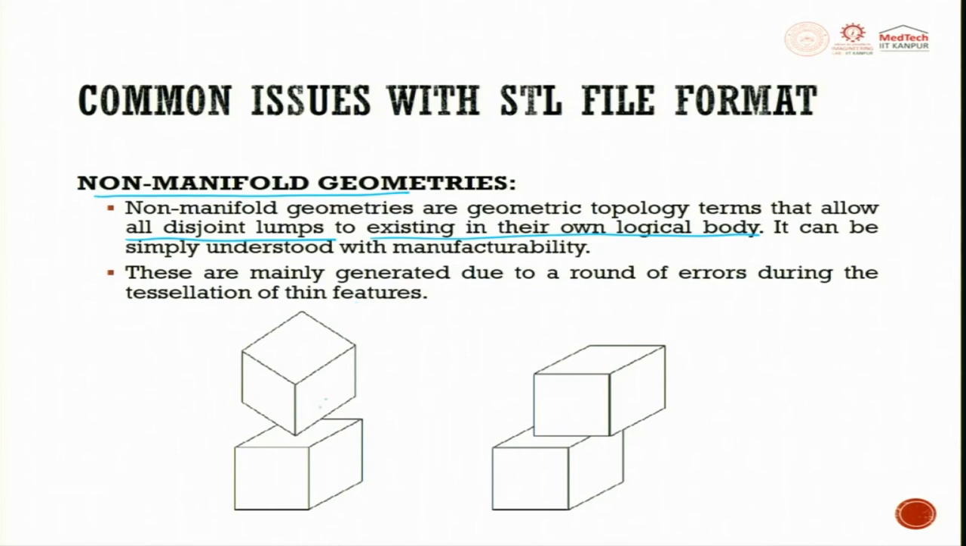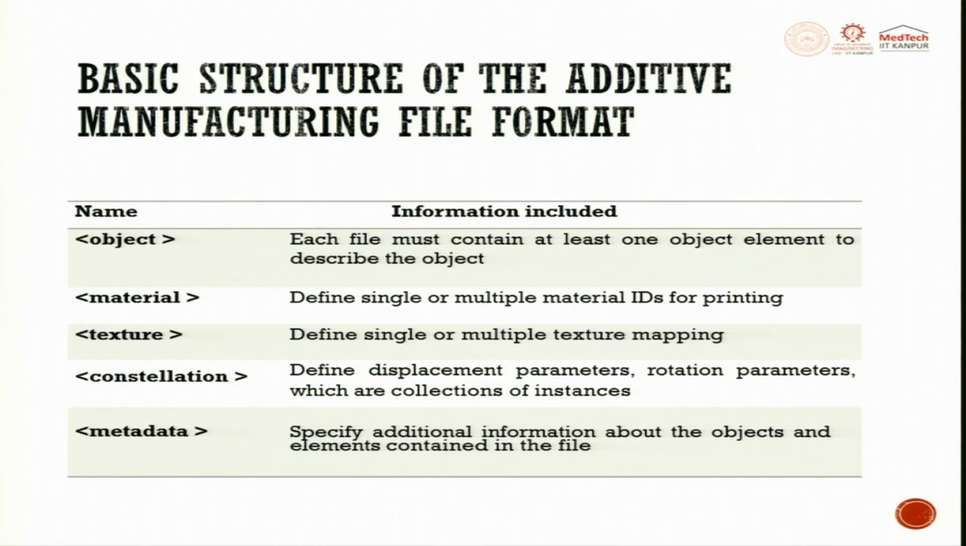So, you can have a figure like this. When you try to develop a figure like this, it is very difficult for the point to rest. So, instead of this, if you rotate it and print it like this, then this will give a valid object.